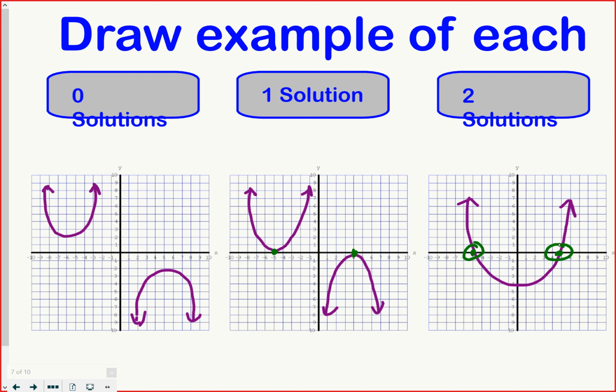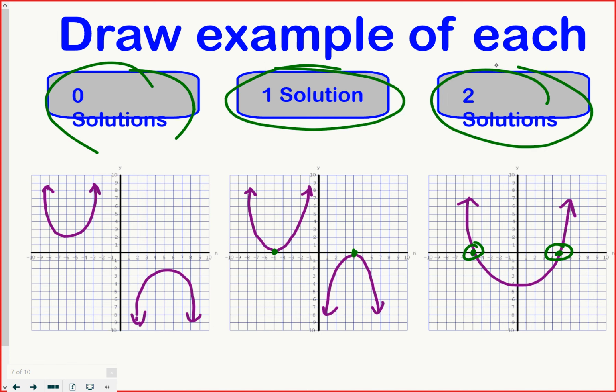Now my graph could be opening up or it could be opening down. It all depends on what your graph is doing and if it's crossing your x-axis or not. So once again, we have 0 solutions, we have 1 solution, and we have 2 solutions. It all depends on what the graph is doing. Any questions or concerns regarding finding how many solutions your graph will have?